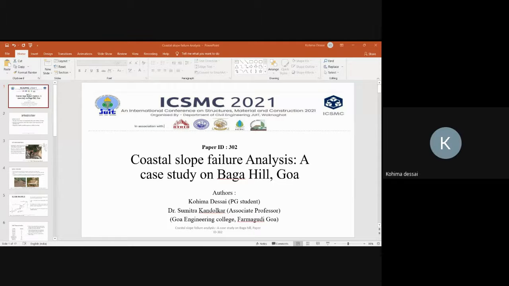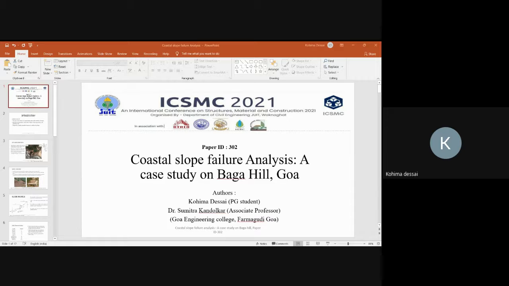Good afternoon. My name is Kohima Desai, PG student of Goa Engineering College. The authors of this paper are me and my guide, Dr. Sumitra Kandulkar, Associate Professor of Goa Engineering College. The name of my paper is Coastal Slope Failure Analysis, a Case Study on Baga Hill, Goa.